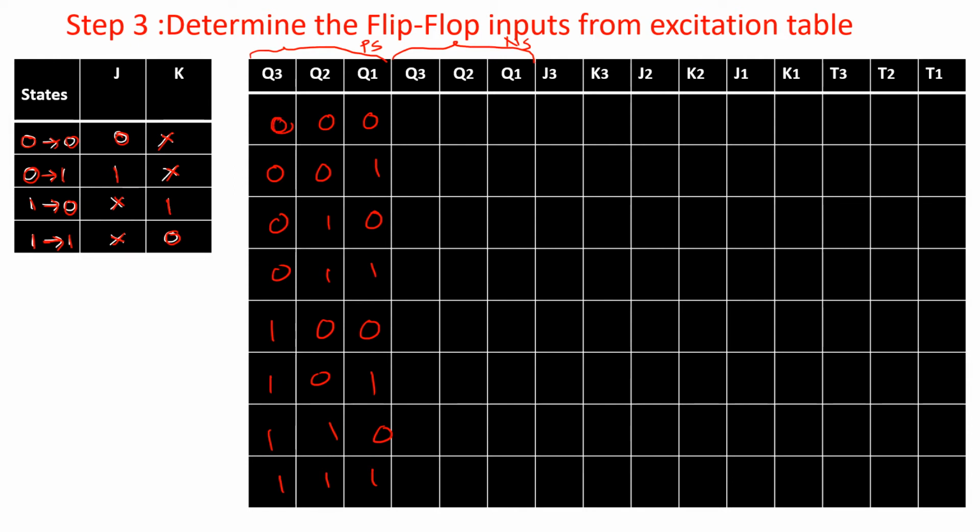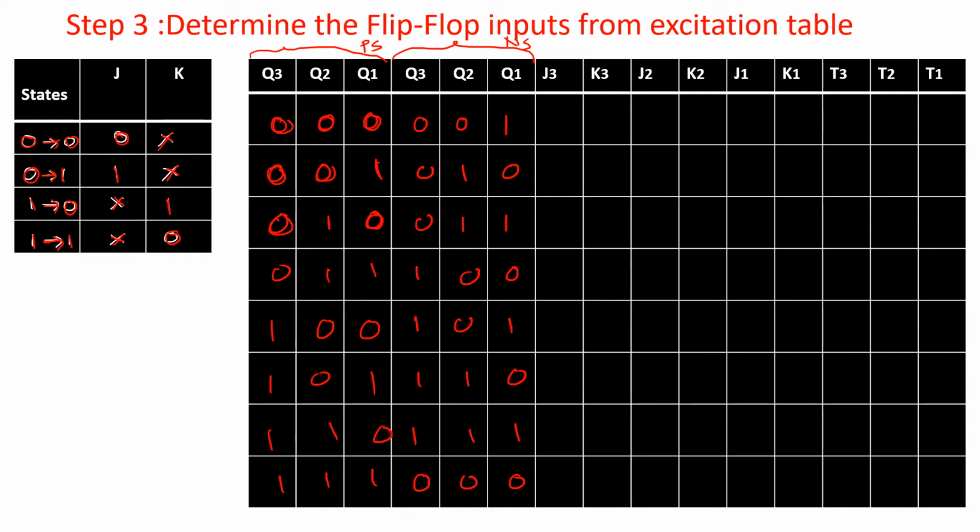When the present state is 0 0 0 and I give the clock pulse, my next state should be 0 0 1. When my present state is 0 0 1, my next state is 0 1 0. When my present state is 0 1 0, then my next state is 0 1 1. Similarly, I can write here 1 0 0, here 1 0 1, here 1 1 0, here 1 1 1. And once I reach 1 1 1, that is the final count, I will go back to 0 0 0. This is my next state.